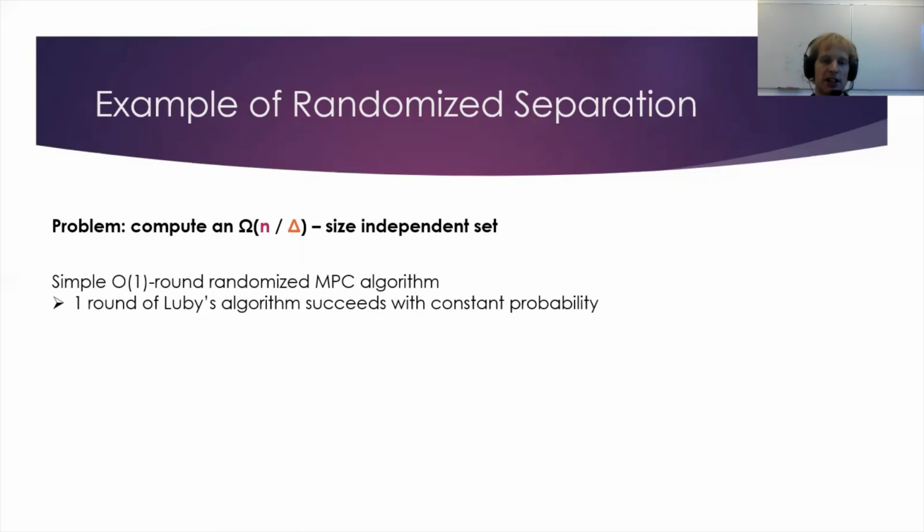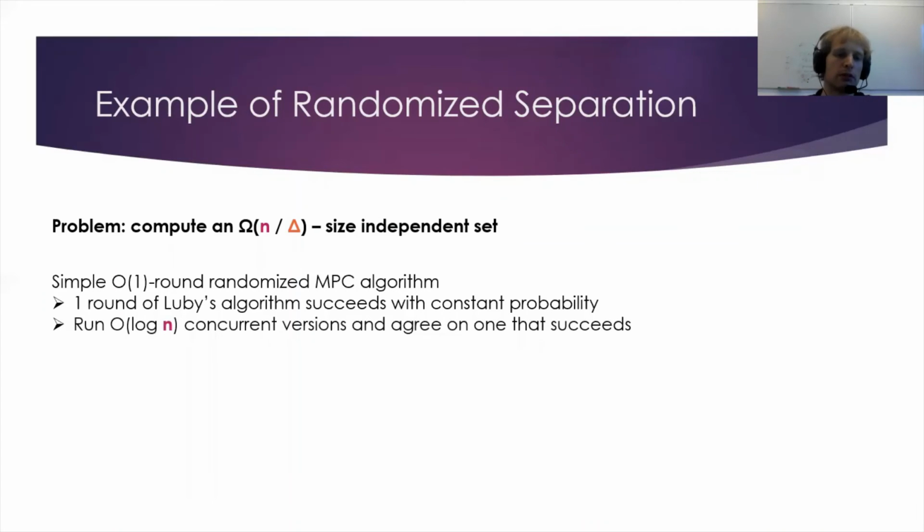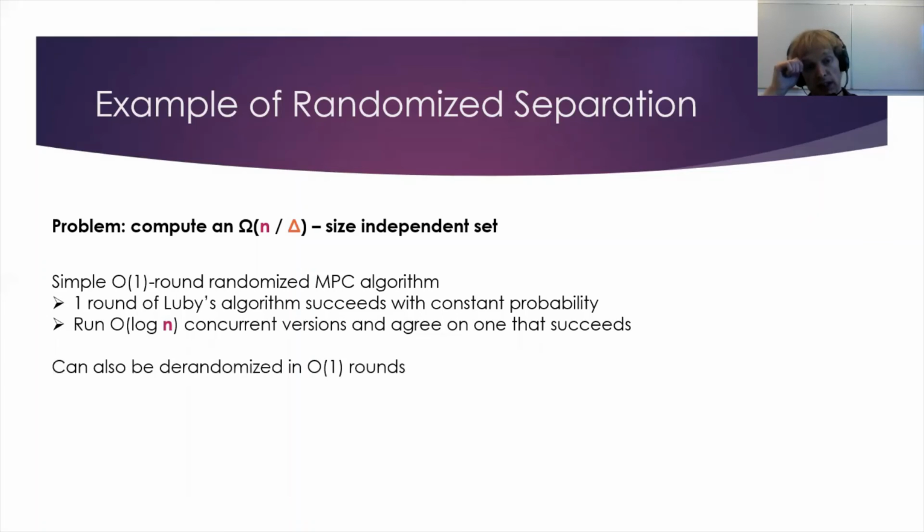We want a randomized algorithm that succeeds with high probability, but in MPC this is quite easy to get. So what we do to get from constant to high probability is we just run a logarithmic number of concurrent versions of this one round of Luby's algorithm and pick one that does indeed give us an independent set of the appropriate size, which we can easily count. Okay, and because these independently succeed with constant probability, the whole thing succeeds with high probability. And in fact, we show that with a bit more work, you could de-randomize this and get a deterministic constant round algorithm for the same problem.